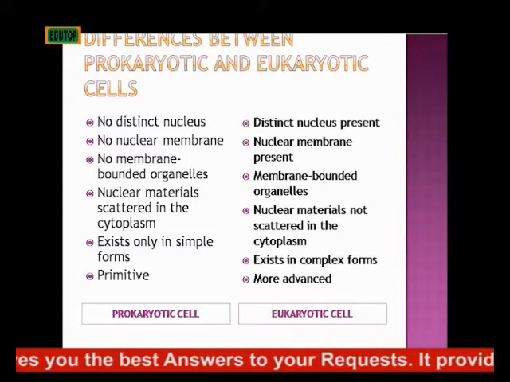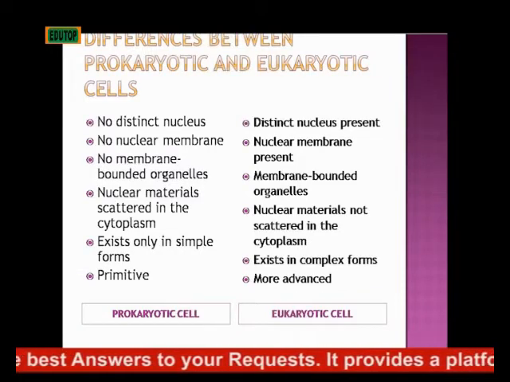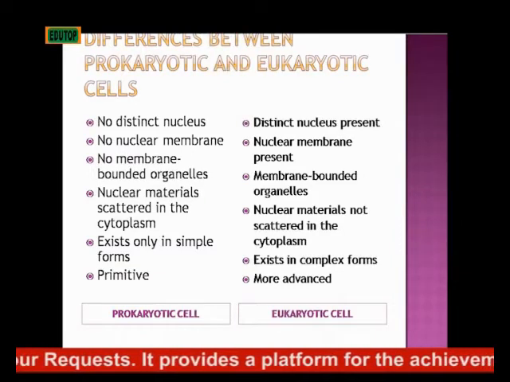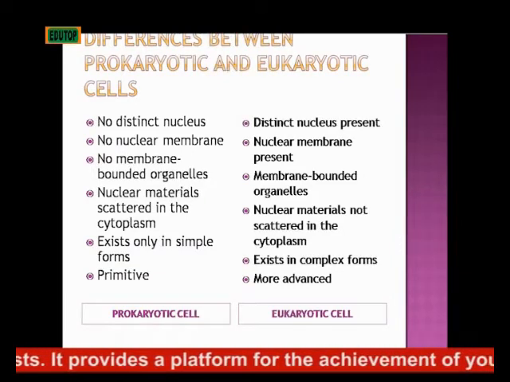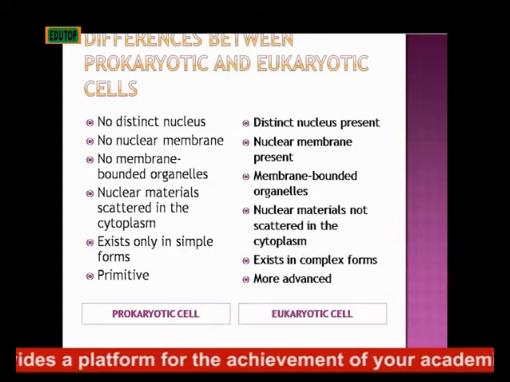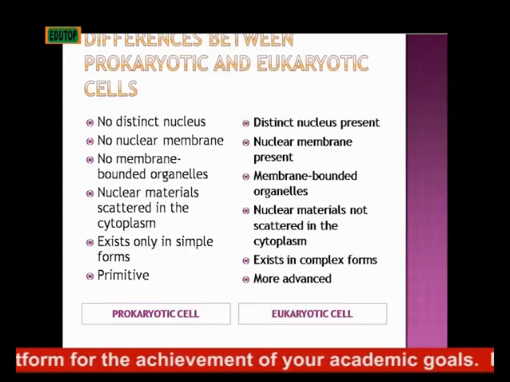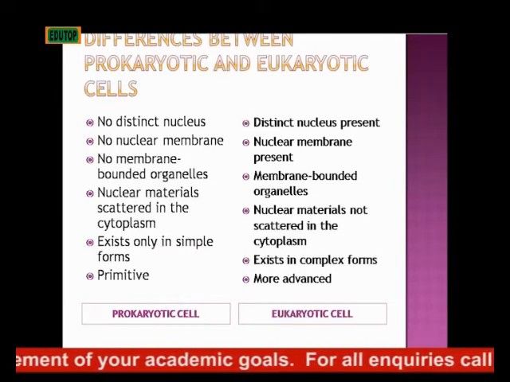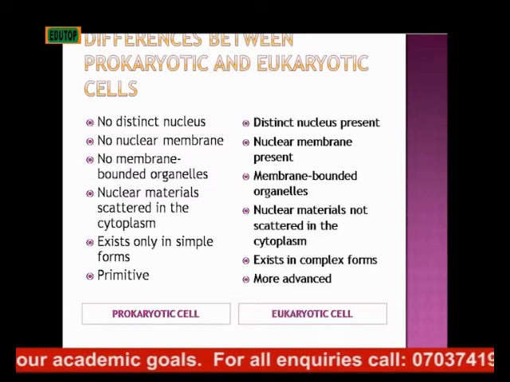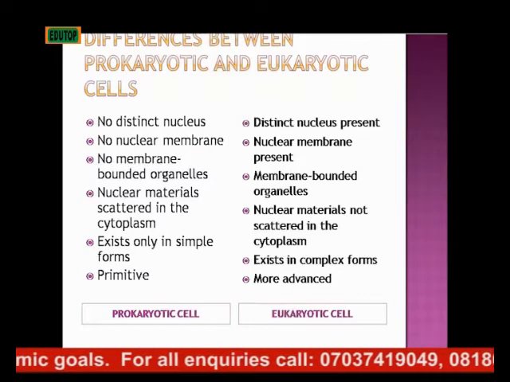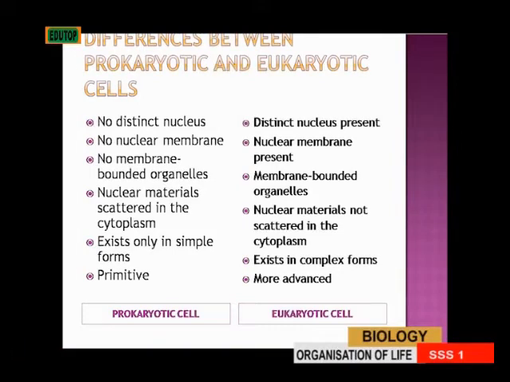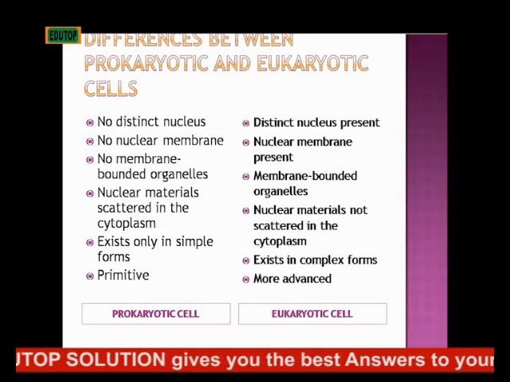Then prokaryotic cell exists only in simple form. I said they are simple cells, while eukaryotic cells exist in complex form. Then prokaryotic cells are primitive. That is, they are ancient, an old form of cell. When you talk about evolution, they appeared before the eukaryotic cell. That's what is meant by primitive. While the eukaryotic cells are more advanced than the prokaryotic cell.